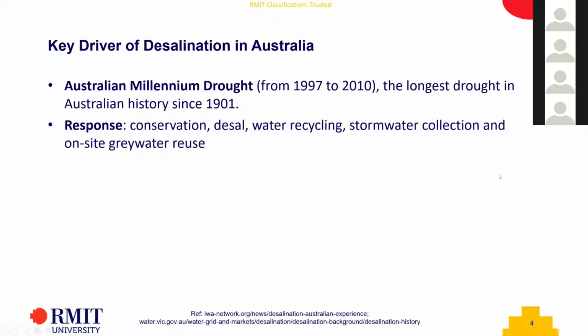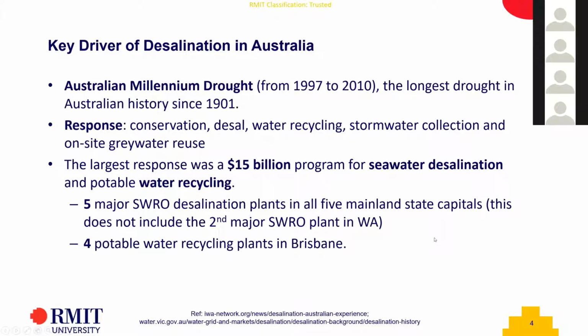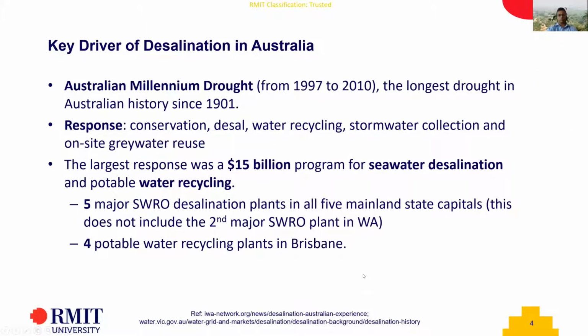All households have been encouraged to install the rainwater tank with government's incentives, and the on-site water reuse is also encouraged. Among these responses, the largest was the 15 billion Australian dollar investment for the seawater desalination and indirect potable water recycling projects. This included 5 major seawater reverse osmosis desalination plants constructed in 5 mainland state capitals.